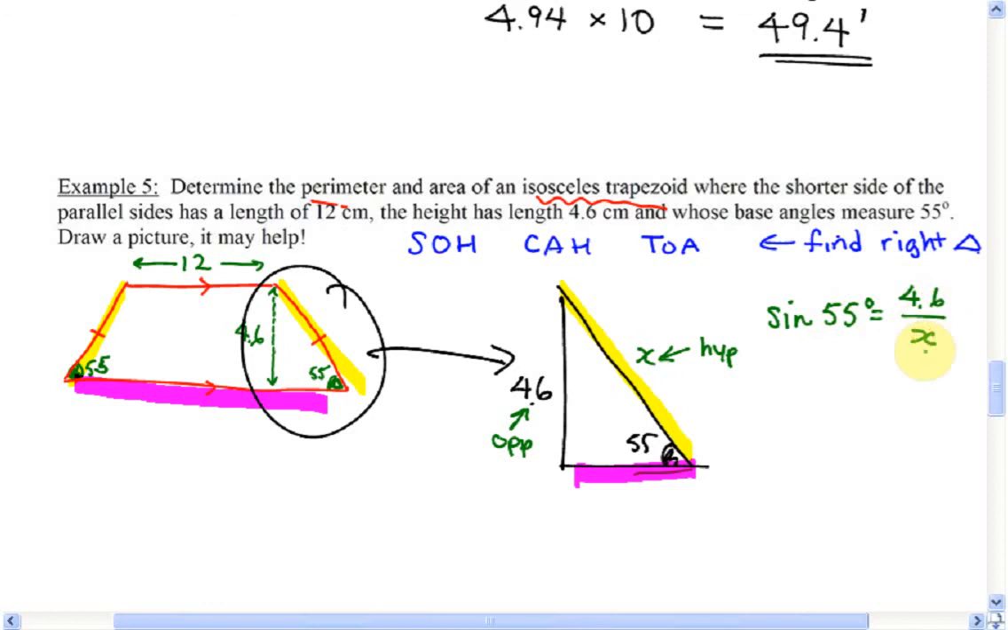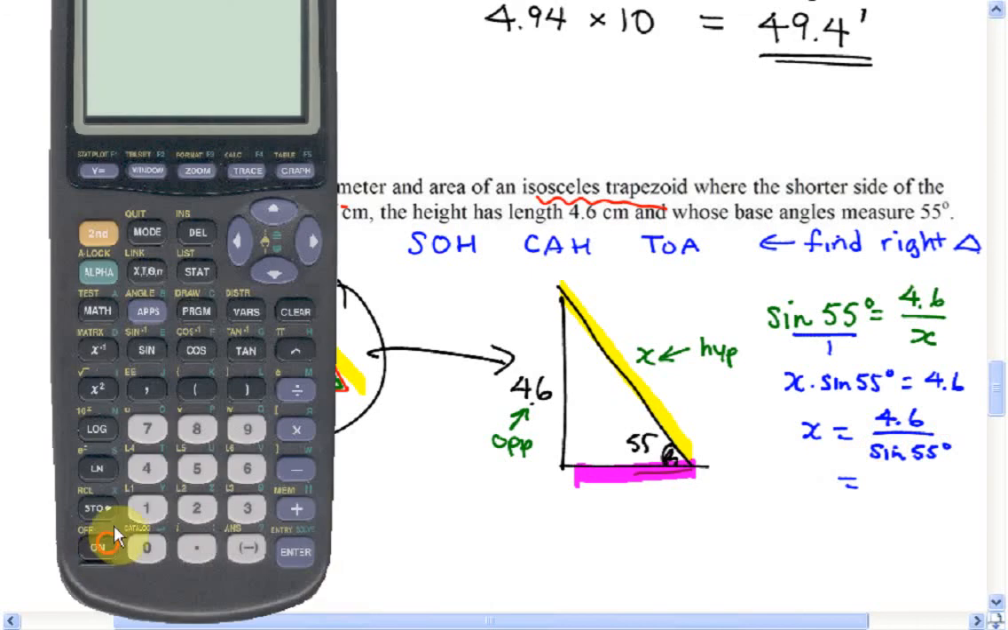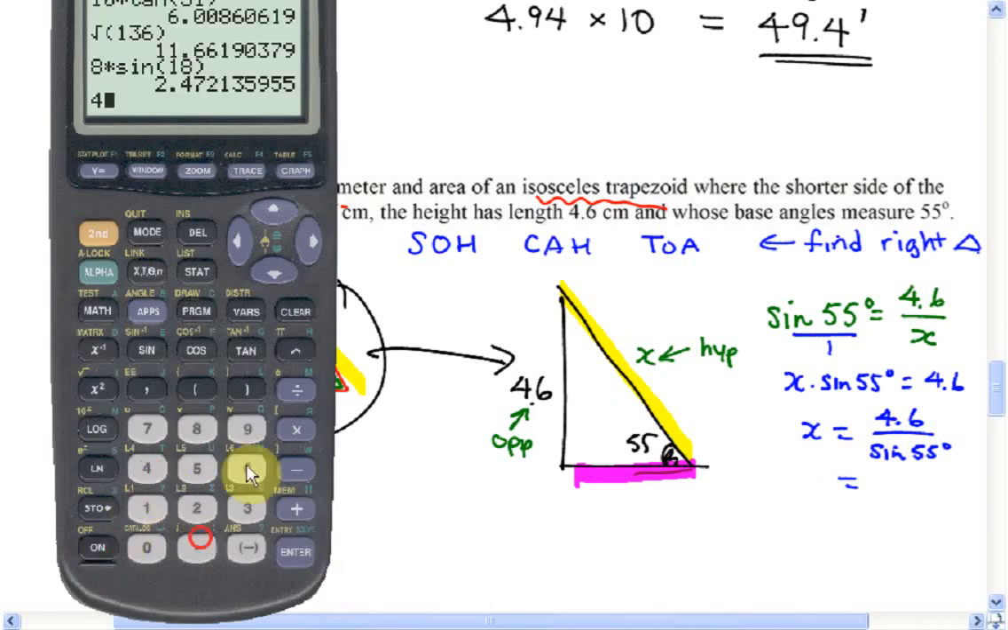Now, this is the one where it's a little bit tricky because your x, or your variable, is in the denominator. So you can still cross multiply if you wish. That becomes x times sine 55 equals 4.6. But then to solve for x, you need to divide. So take 4.6 divided by sine 55. What's that on the calculator? The answer is 5.6, and I'll say 5.62. Good.